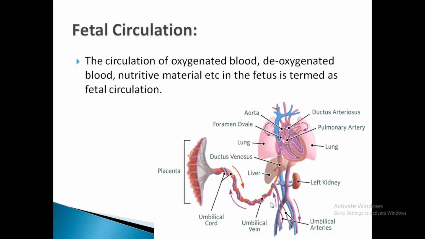Now, coming to our topic, that is fetal circulation. What is fetal circulation? Fetal circulation is the circulation of the oxygenated and deoxygenated blood within the fetus. In addition to it, the circulation of nutritive material also comes under the heading of fetal circulation. So, the circulation of the oxygenated and deoxygenated blood and the nutritive material in the fetus is termed fetal circulation.